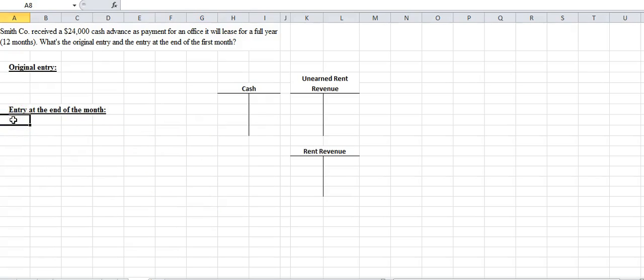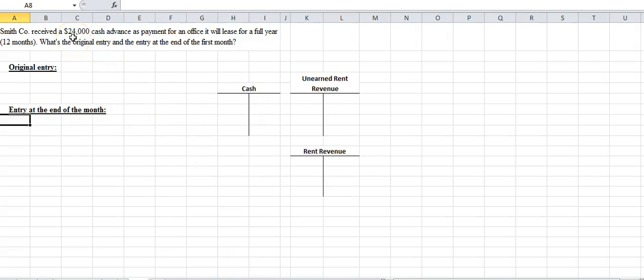Let me go ahead and delete this. It says Smith Company received $24,000 cash advance as payment for an office it will lease for a full year, 12 months. What's the original entry and the entry at the end of the first month? Okay, so what's going to be the original entry?